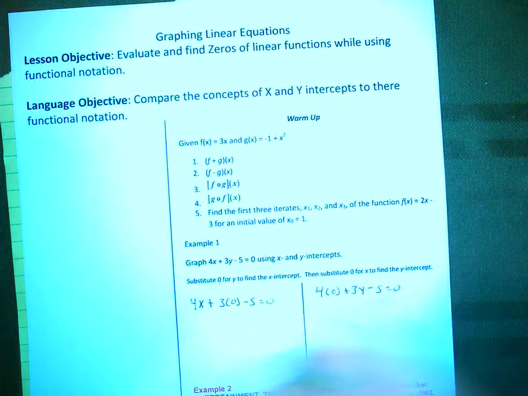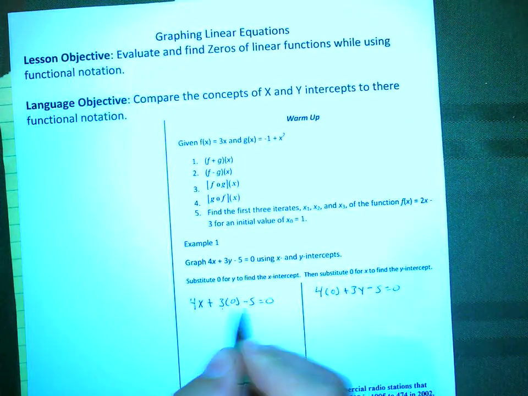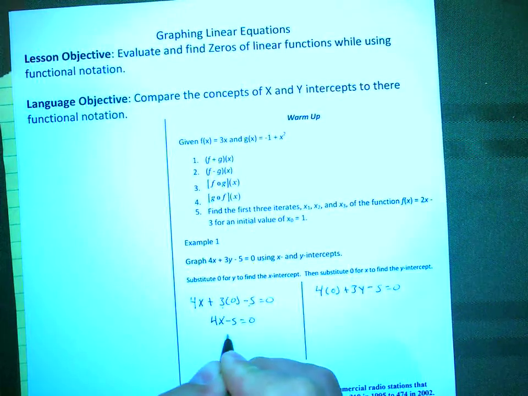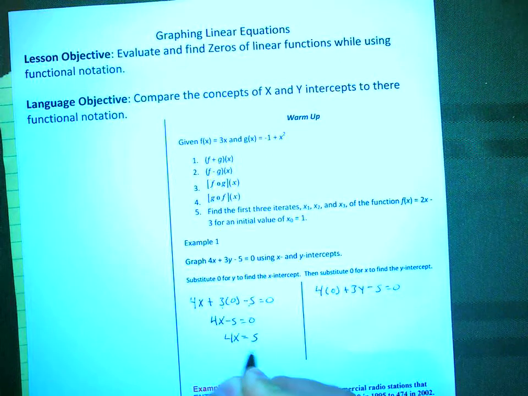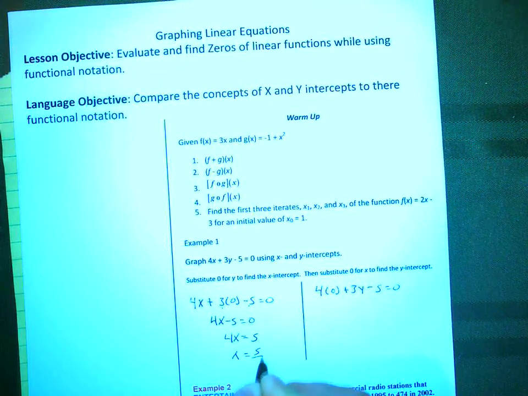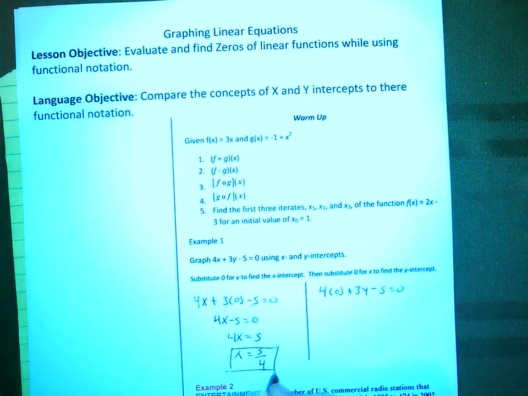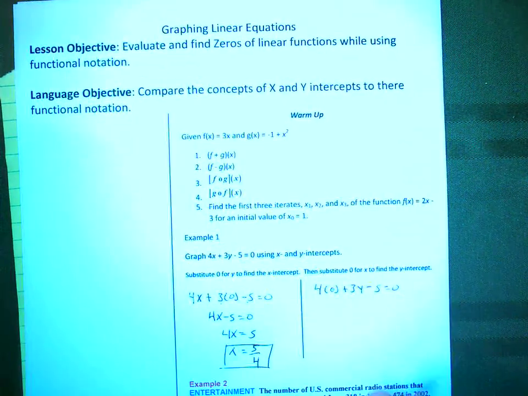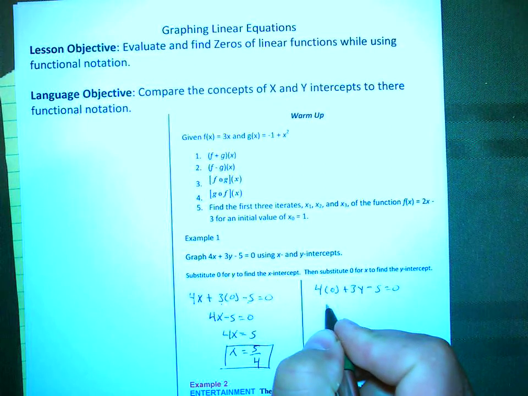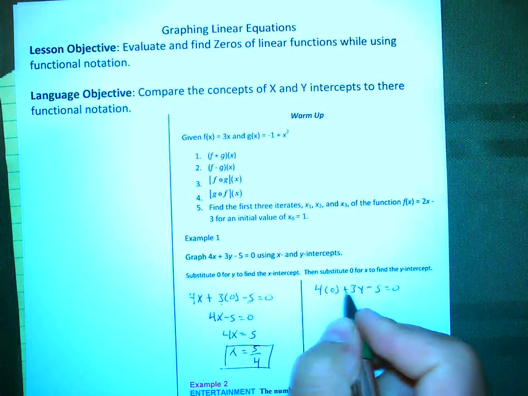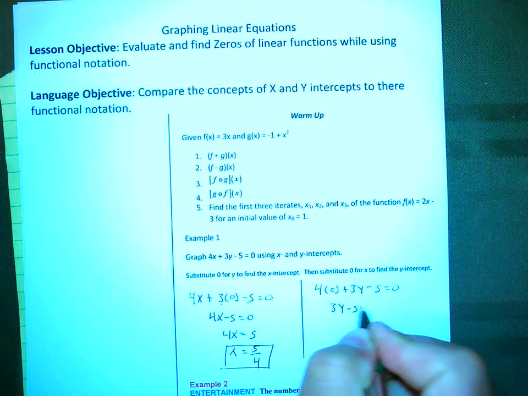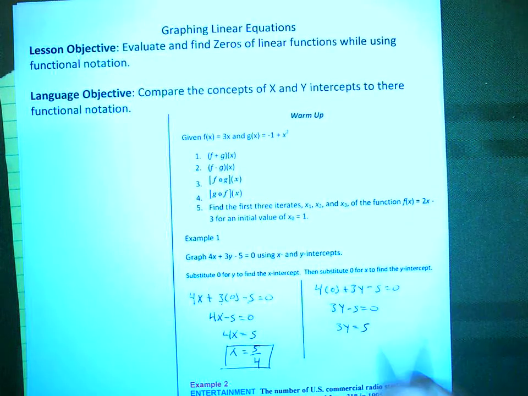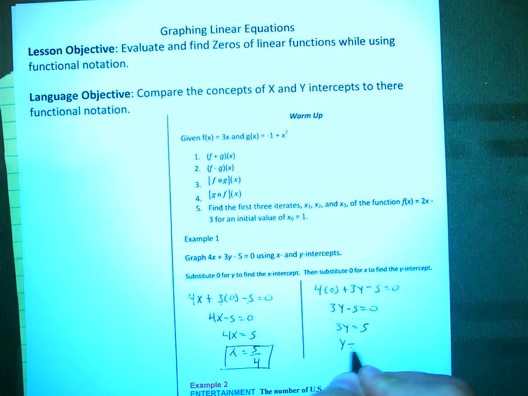Alright, so we work through it. That's going to give me 0 minus 5, so 4x minus 5 equals 0. So 4x equals 5, and then x equals 5/4, x-intercept. Not too bad. And y-intercept, just the opposite, x equals 0. 4 times 0 is 0, so 3y minus 5 equals 0. So then 3y equals 5, adding that to that side, and then y by itself would equal 5/3.